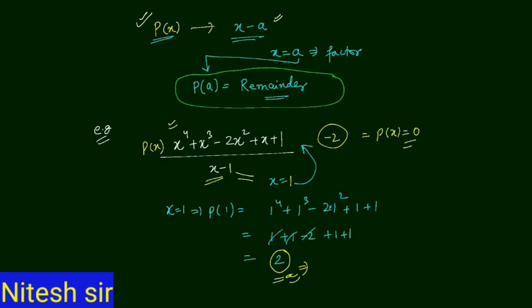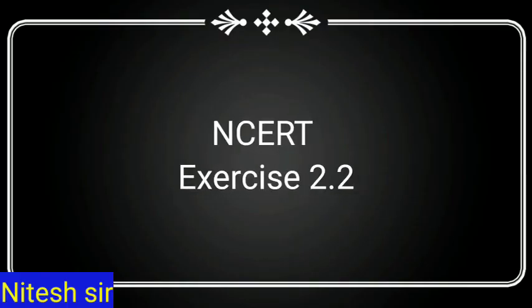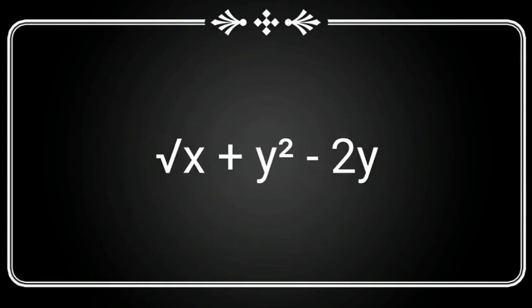Now solve the exercise, NCERT exercise 2.2, and do the given assessment also. If you have any kind of problem, you can ask me, but you need to solve NCERT exercise 2.2. And one question for you: tell me, is √x + y² − 2y a polynomial or not? Give the reply, yes or no, in the comment box.